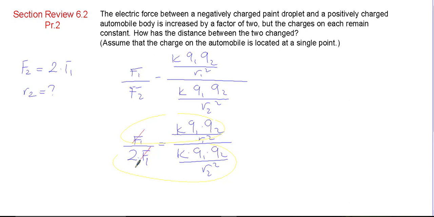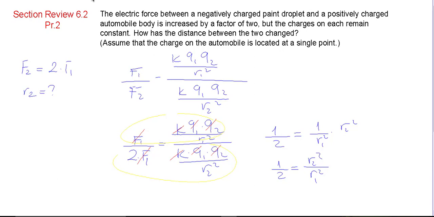F1 and F1 will cancel, K and K will cancel, Q1 and Q2 are constant, cancelled, all those cancel. So what we have in our hand, if you write it again, the beginning 1 over 2 is equal to 1 over R1 square multiplied, if you reverse the second, R2 square. Or let's write again, 1 over 2 is equal to R2 square divided by R1 square.